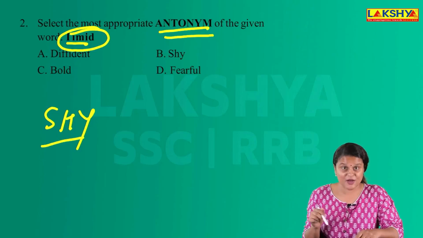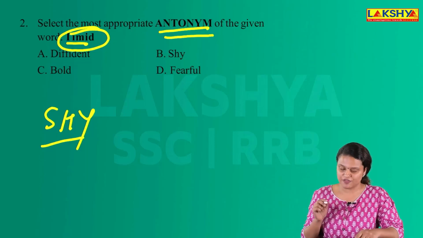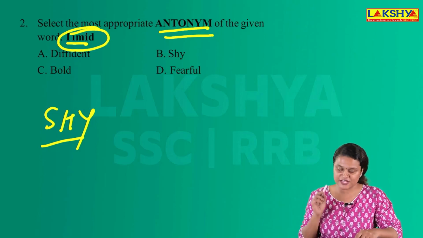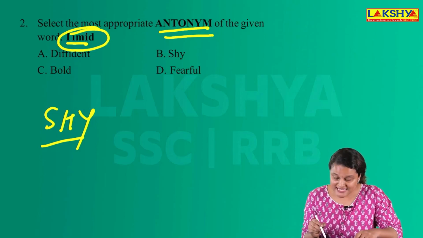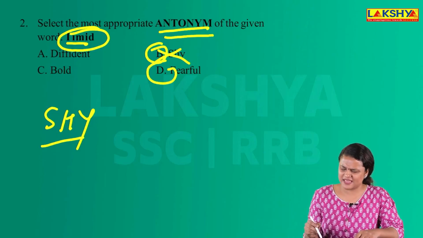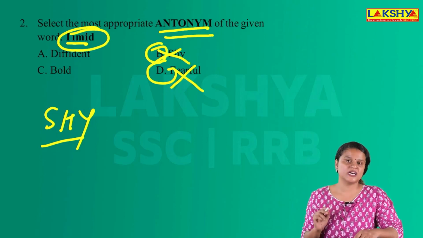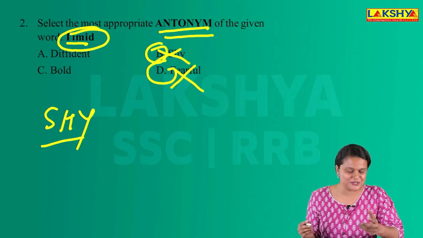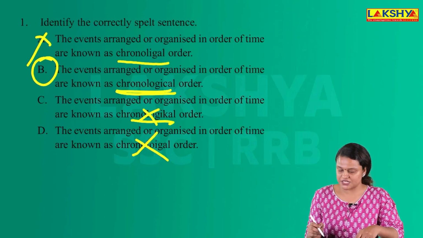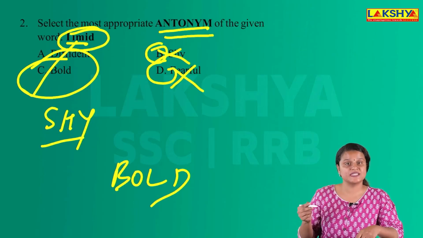Now, don't select your answer already. Always remember, antonym is the opposite of a word. So, timid means shy. So, you need to select a word that is the opposite of shy or timid. So, what is that? Is it B? No, because that is shy, right? D? Fearful? Cannot be the answer because that's not the opposite of shy. Now, diffident and bold are the two options that are remaining. You might have understood the answer already. The answer is bold. Bold is the opposite of timid.